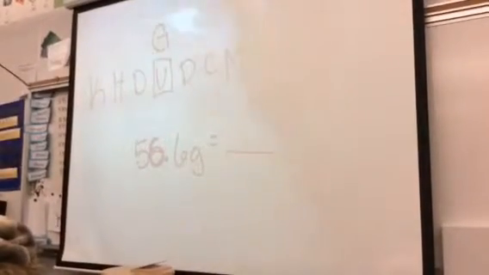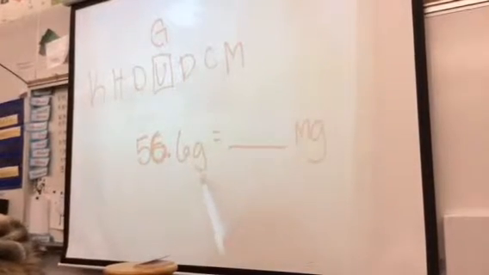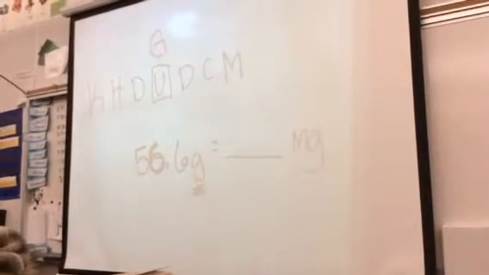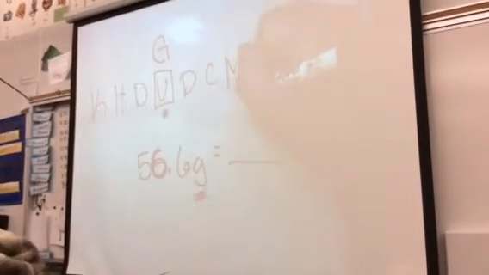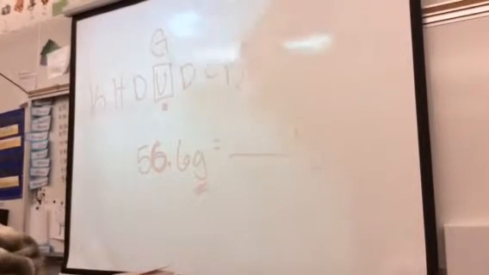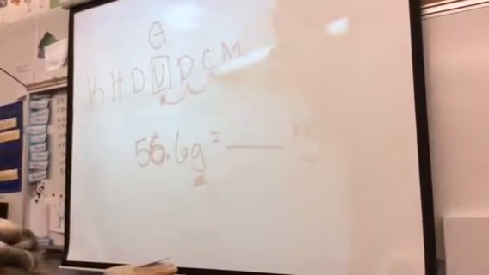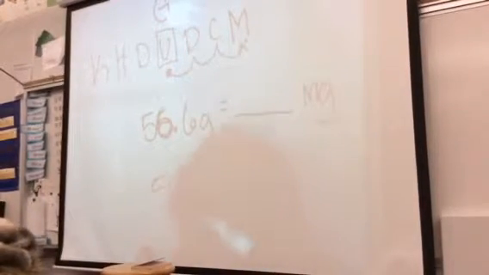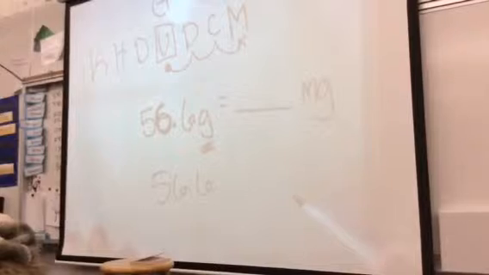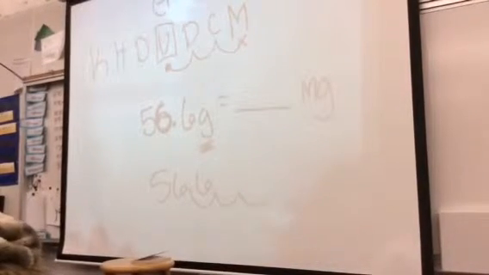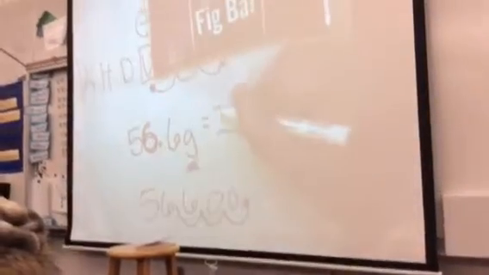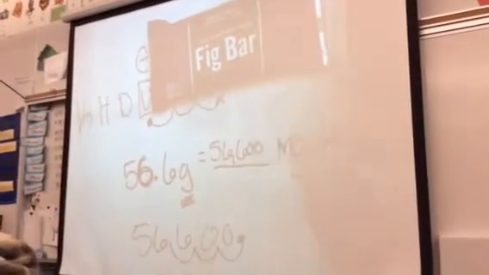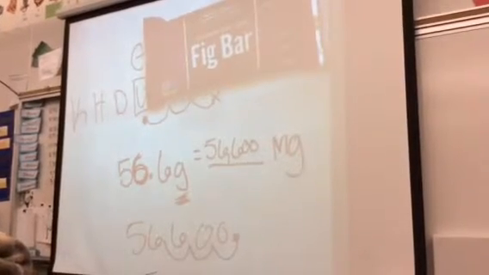So like we have been doing all week, we're going to start where it tells us to. Where is it telling me to start here, friends? Units. At grams, okay. And where am I going to? Milligrams. So I'm going to mark where I'm going, and I'm going to count how many times I move my decimal. 1, 2, 3 times. So I have 56.6, and I'm going to move my decimal 1, 2, 3 times. So how many milligrams is my fig bar? It's 56,600 milligrams. Okay, that's a lot of milligrams.